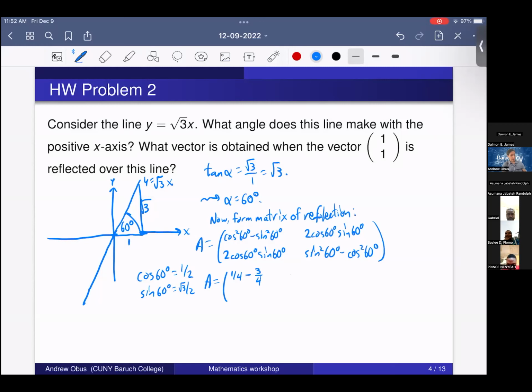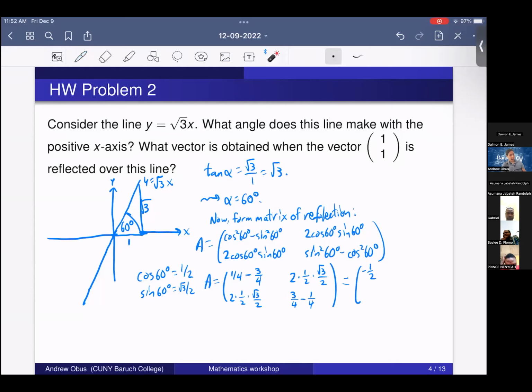Then over here, we have 2 times 1/2 times square root of 3 over 2. Here we have, again, 2 times 1/2 times square root of 3 over 2. And then in the last thing, we have sine squared of 60 degrees, which is 3/4, minus cosine squared of 60 degrees, which is 1/4. And if I simplify this out, I get minus 1/2.